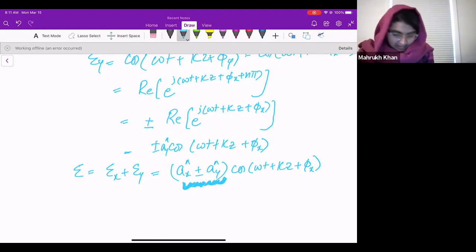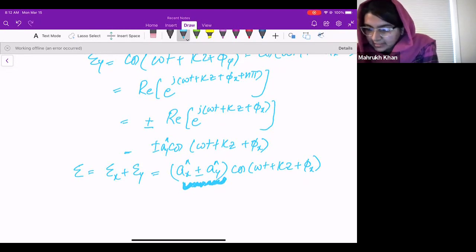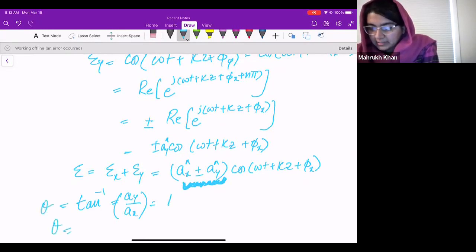So if you see right now, in this case, for the X and Y components, we can say theta is tan inverse of Ay over Ax. If the magnitudes are equal, then they will give us plus or minus 1, which means theta is equal to plus or minus 45 degrees, right?